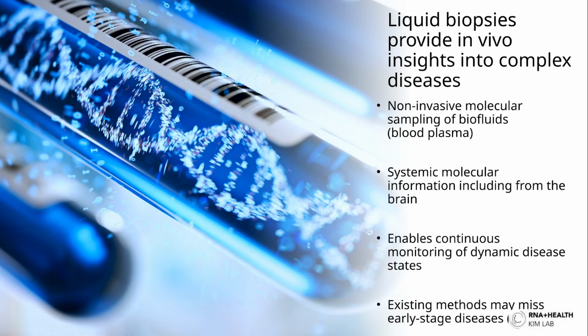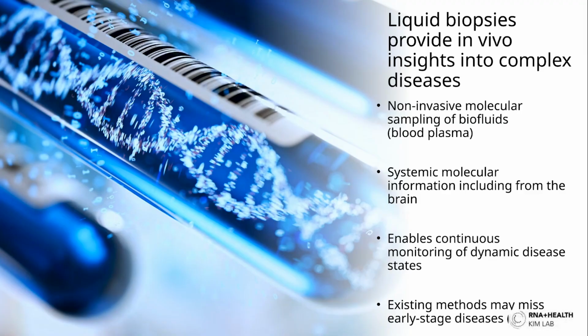And the reason why we wanted to pursue this RNA-based approach is because existing methods may miss very early stages of disease. There have been some studies published where people have looked at, for example, DNA or proteins that are circulating in the blood to be able to identify cancer. And especially for early stage disease, oftentimes there's not a ton of signal there. And so we wanted to identify alternative orthogonal approaches that would enable early detection of cancer and other diseases.